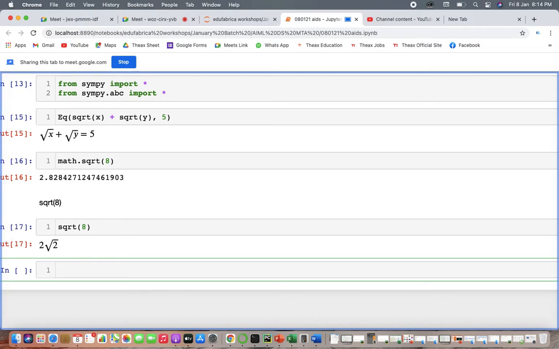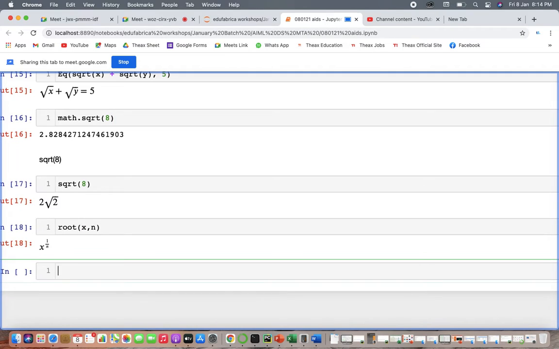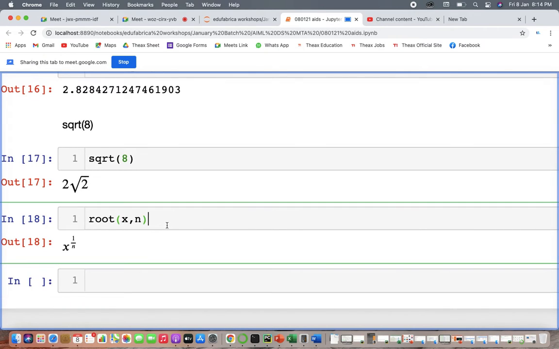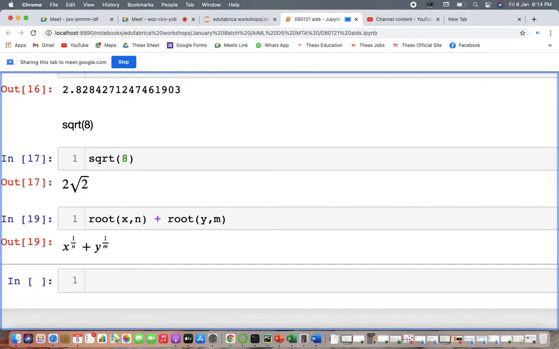So in those cases, you have to use the function root. So root x, and which root of x do we want? We want the nth root of x. So it would be nth root of x, and then to the power of 1 by n. Is that clear to everyone? If I say root of y with m, so x root of n plus y root of m. Clear, guys? If you are having any queries, you can ask.